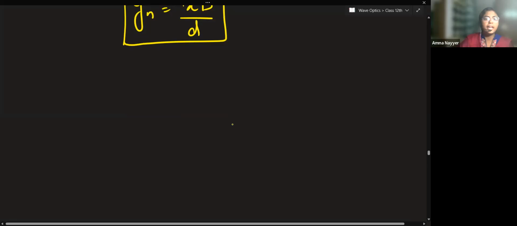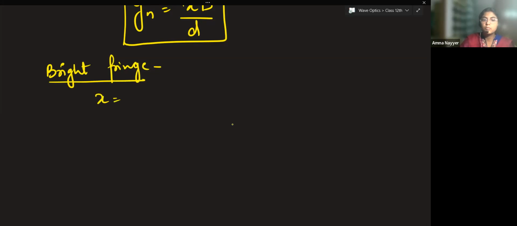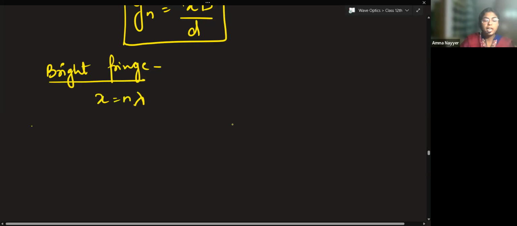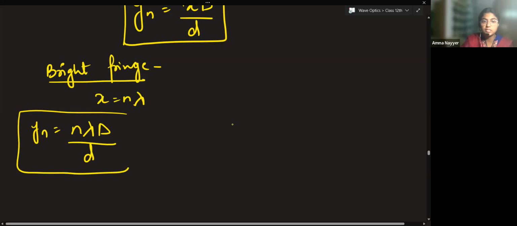So if we use this for a bright fringe, we know the value of x for a bright fringe. X is equal to n lambda. So yn will be equal to what? X, that is n lambda, so n lambda capital D by small d. This is the formula for a bright fringe. That is x capital D by small d only. But it's just that since we have different values of path difference for bright and dark, so we use them separately.